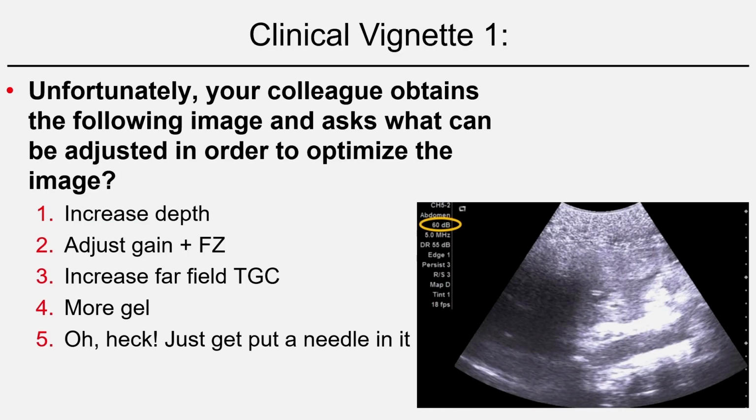Unfortunately, your colleague obtains the following image and asks, hey, what can I do to optimize this image? I'm not seeing what I should be seeing. All right, so you have a sort of a grayed out image. You maybe see some of the ascites here, but boy, it's just a lot of gray here. You can see the aorta, some of the bowel. You just don't have a good definition.